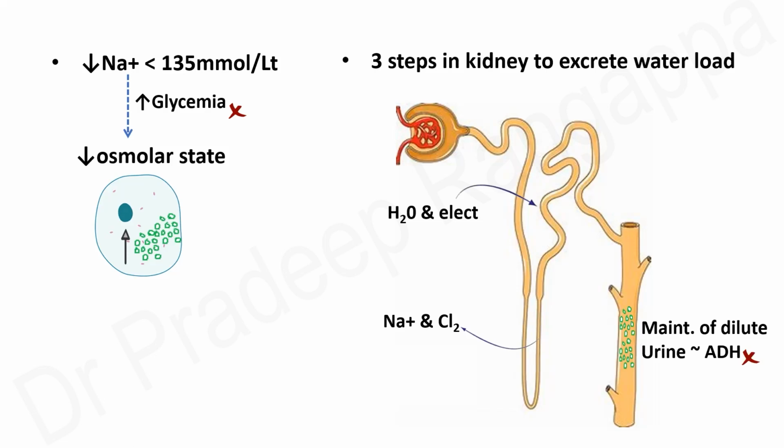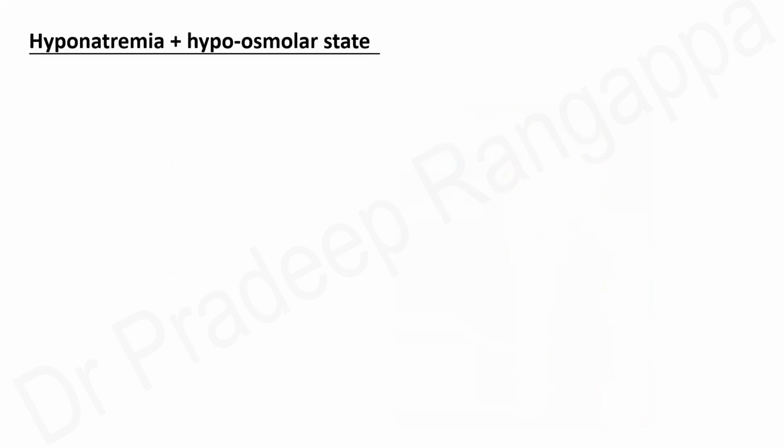So there is absence of antidiuretic hormone, this dilute urine is maintained in the collecting tubules, and water gets excreted. If any of these gets hampered, hyponatremia sets in. So let's look into each one.